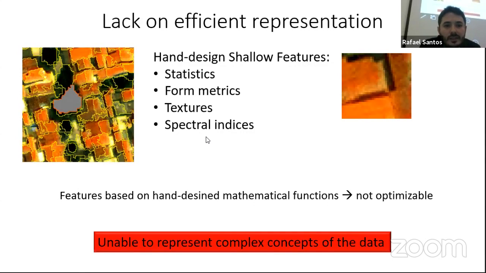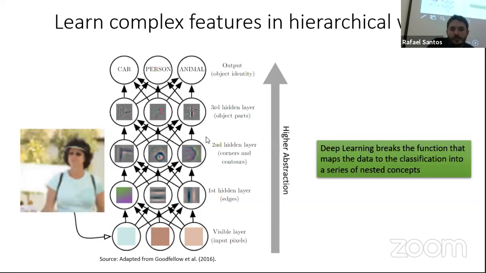So as aforementioned, in the traditional machine learning techniques, we have a lack of efficient representation of the data, with hand-designed shallow features, statistical metrics, and so on. And these features are usually based on hand-designed mathematical functions, and they are not optimizable together with the classifier. When dealing with deep learning, the entire feature extraction process is optimized together with the classifier with the same loss function or same set of loss functions. And it is able to break the function into a set of nested concepts, from less abstract concepts like borders or things like that, to more abstract concepts in deeper layers of the networks.